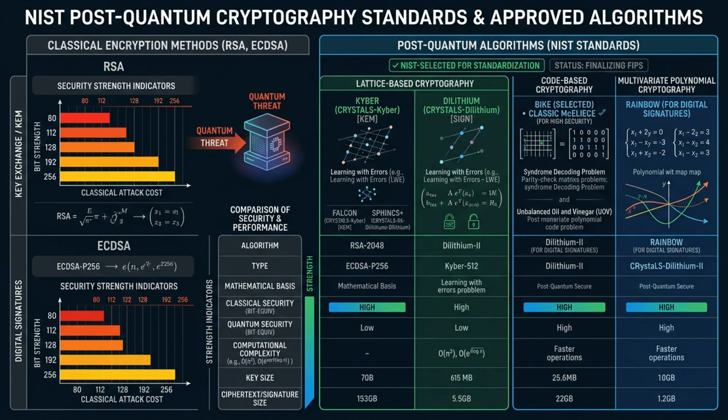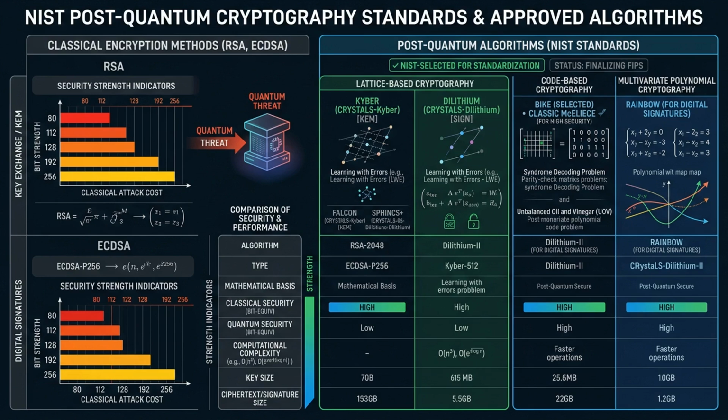NIST has approved post-quantum cryptography algorithms. These algorithms are standardized and tested. There are 4 main categories. First is lattice-based cryptography. Kyber is a lattice-based key encapsulation mechanism. Dilithium is a lattice-based digital signature algorithm.